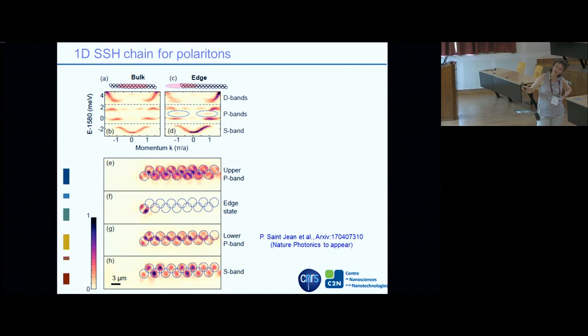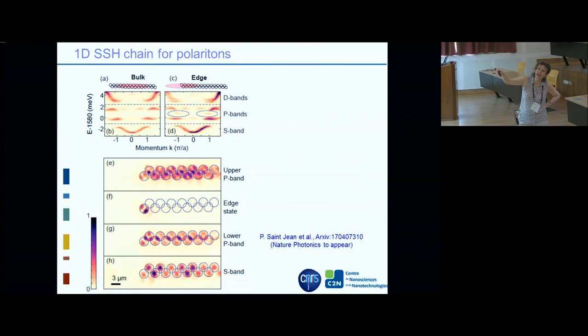So here I show you 4 different images. This is an image where we look at an energy close to k equals 0 in the S band. So we see emission from all the pillars. There is nothing special. And here I show you emission measured at an energy close to the lower P band. And here this is at the top of the P band, the second P band. We see that the emission pattern has a 0 at the center, which is characteristic for the P band. And what is nice is that you have these edge states.